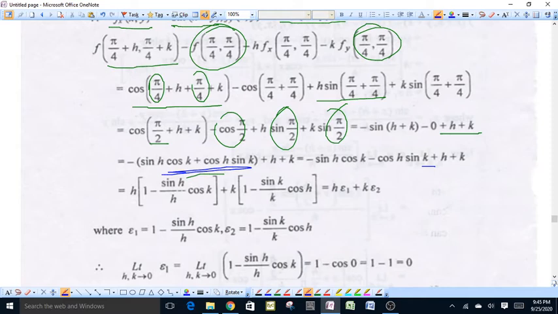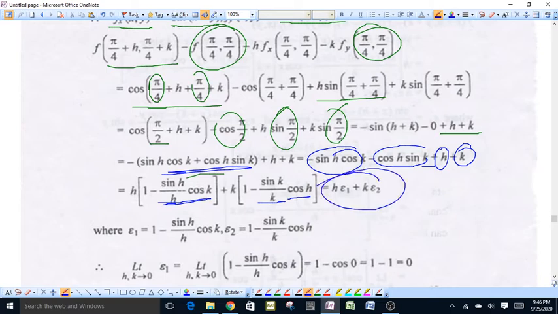By taking h common from -sin h cos k and the term containing only h, this will be equal to h times (1 - (sin h / h) cos k), plus taking k common from the term k and -cos h sin k, we get k times (1 - (sin k / k) cos h). This can be written as h ε1 + k ε2, where ε1 is equal to 1 - (sin h / h) cos k, and ε2 is equal to 1 - (sin k / k) cos h.